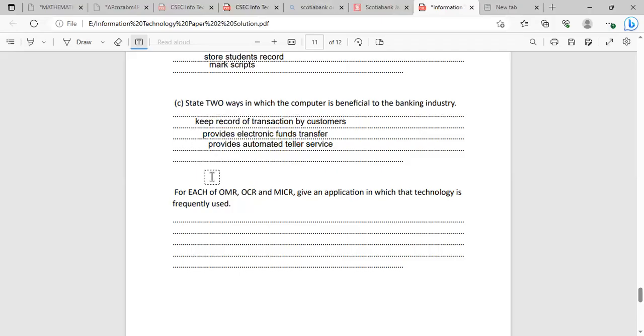All right. It says for each of OMR, OCR, and MICR, give an application in which the technology is frequently used. All right, guys, as you can see, we're going to the end. The OMR, optical mark reader, we know that it's used for multiple choice.